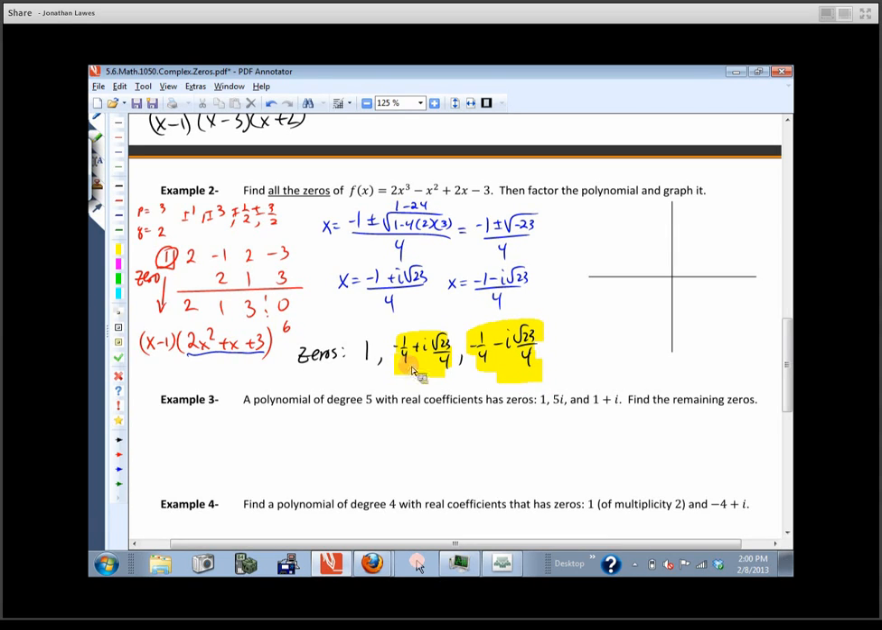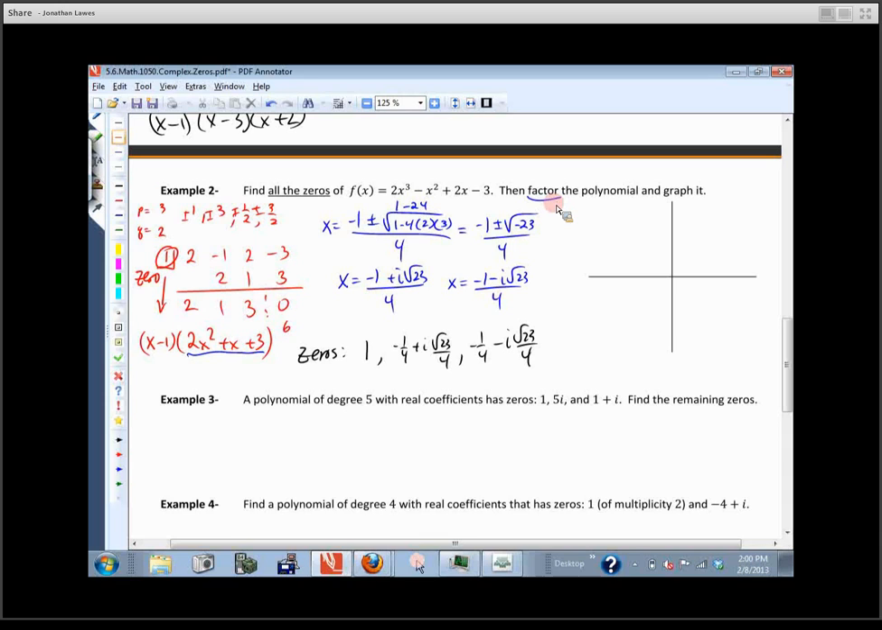So if I wrote this one down as negative 1/4 plus i radical 23 over 4, immediately I know imaginary zeros always come in complex conjugate pairs. Okay? So it's got to be the exact same expression. It's just got a negative there instead of a positive. Any questions there?